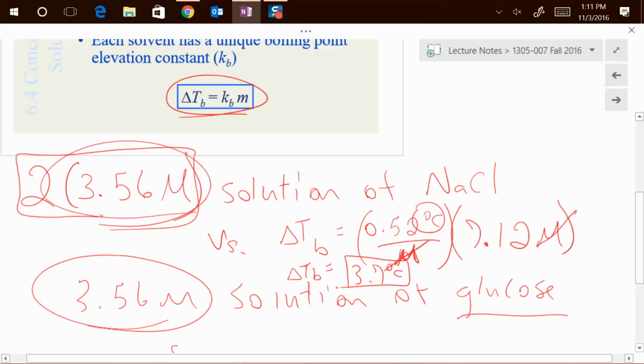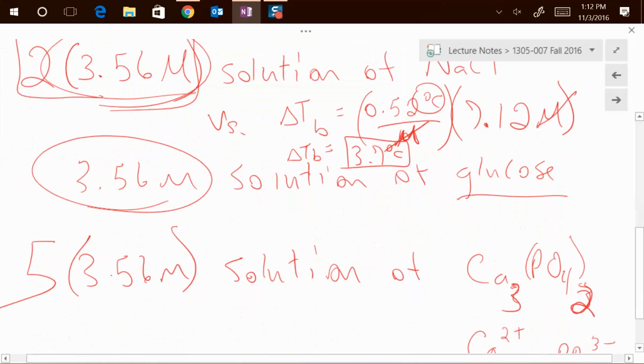So, what's the new boiling temperature? It starts at 100. What's the new boiling temperature if it changes by 3.7? Okay. Wrong way. Go up. It's an elevation, 103.7. So the boiling temperature is going to increase to 103.7 if I have a 3.56 molar solution of sodium chloride.